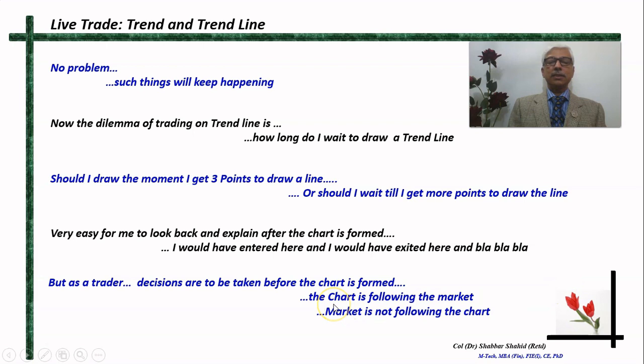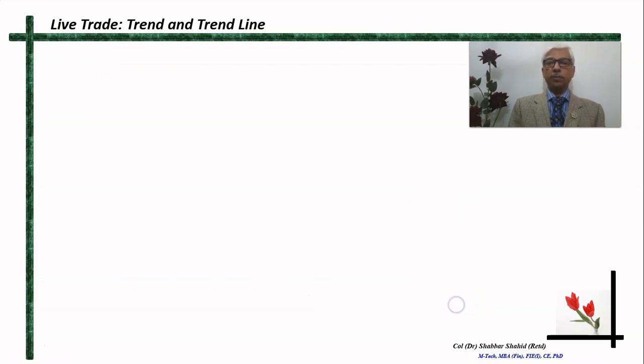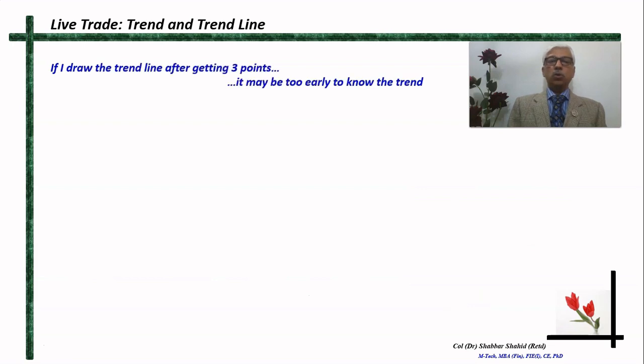Remember that the chart is following the market. The market is not following the chart. You cannot say that the chart is building up like this and the market is going to follow like this. No, it is not like that. The chart is formed after the event is over. So to draw a trend line, if I draw a trend line based on 3 points, then it may be too early, as it happened today.